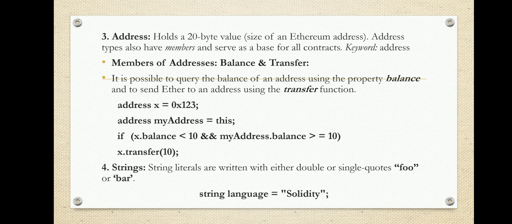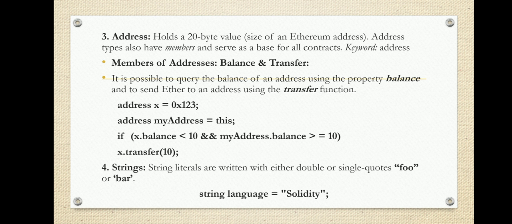What is meant by balance? We will have some hexadecimal address. For that particular address, we can query the balance, that is, what is the balance of that address. We can find that using the balance member. Next we have transfer. If you want to transfer ethers from one wallet address to another wallet address, we can use the transfer function. It is possible to query the balance of an address using the property balance, and it is also possible to send ethers to an address using the function called transfer.